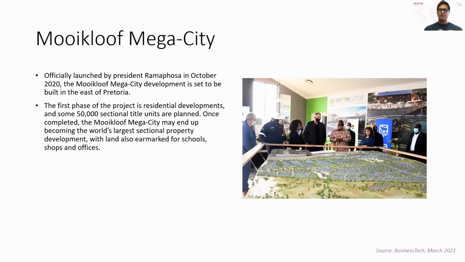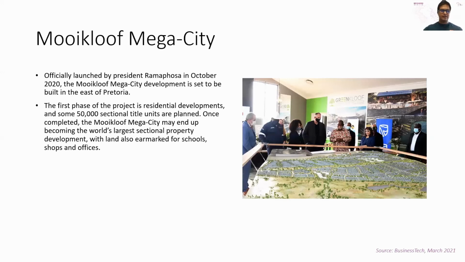And once completed, the Mooikloof Mega-City may end up becoming the world's largest sectional property development. Again, look at Africa, look at us. We can really go onto the pedestal here and show the world a thing or two with smarter, resilient infrastructure. And with land also earmarked for schools, shops, and offices, definitely this is really critical, right? We want an integrated society, integrated infrastructure, all of the key components that one would need in order to thrive as a city, or as a community.